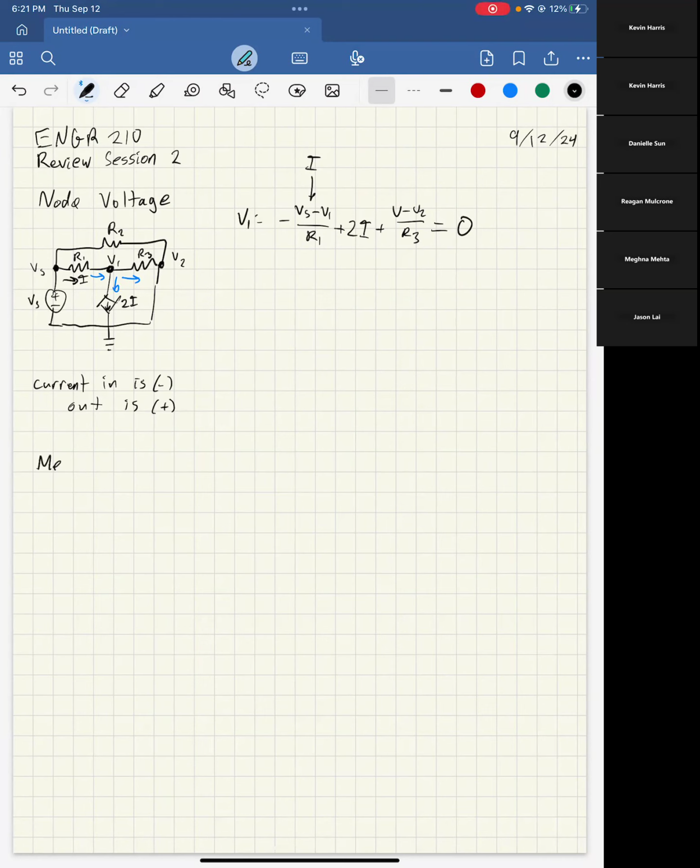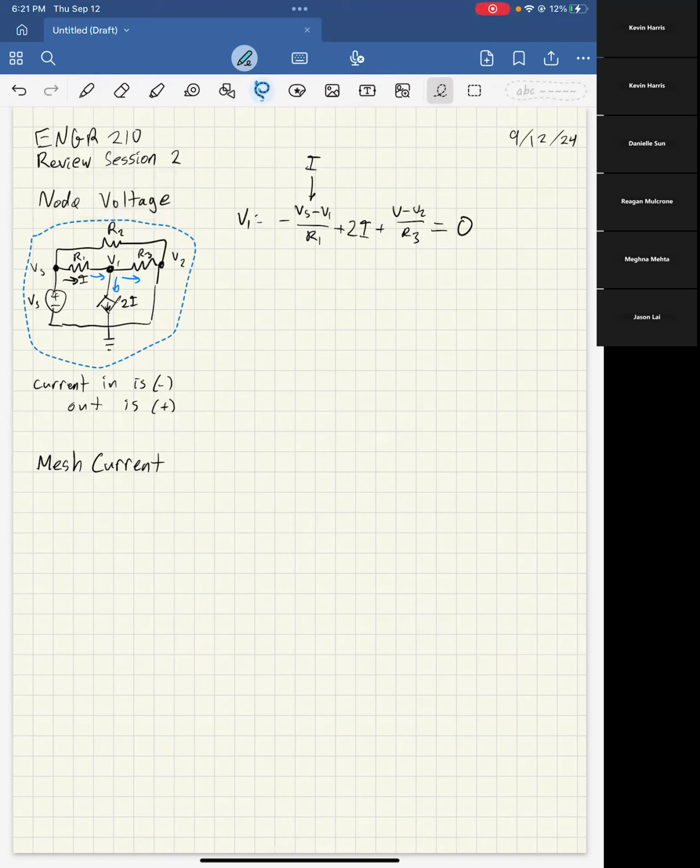And then mesh current. Can you guys be sure to mute yourselves? Mesh current is similar, so I'll copy that and then change it slightly.